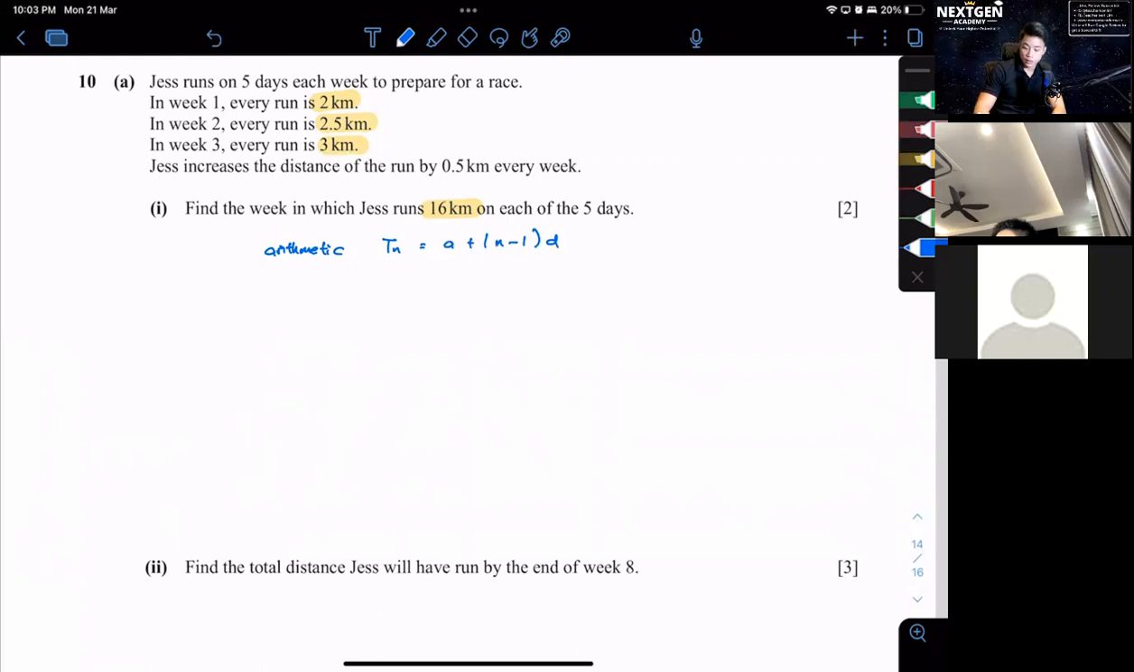So let's fill up what we need to know. a will be equal to 2, d is equal to positive 0.5. So let's fill it in. 16 equals 2 plus n minus 1 times 0.5, which will be 2 plus 0.5n minus 0.5. Okay, rearrange the formula. You'll get n equals 29. Okay, n equals 29.